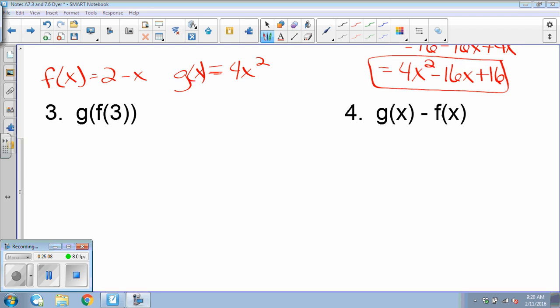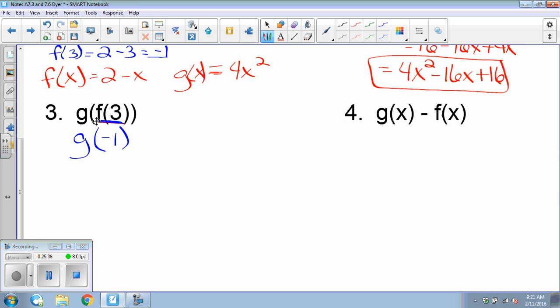Okay, so now we have to find g of f of 3. Well, I don't know what I need to plug into my g function yet. I have to find f of 3 first. I have to know what that is first. So f of x is 2 minus x. f of 3 is 2 minus 3, which is negative 1. So this is asking me, f of 3 is negative 1, so find g of negative 1.